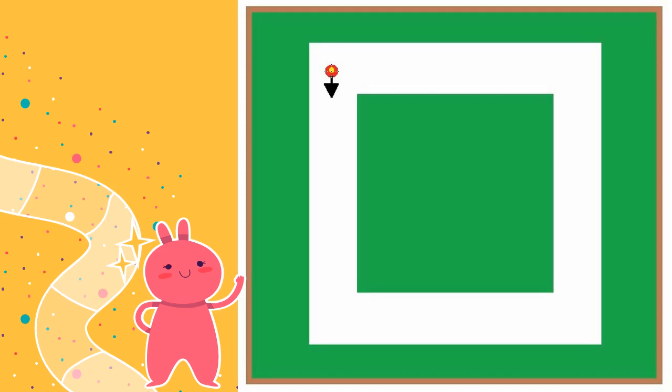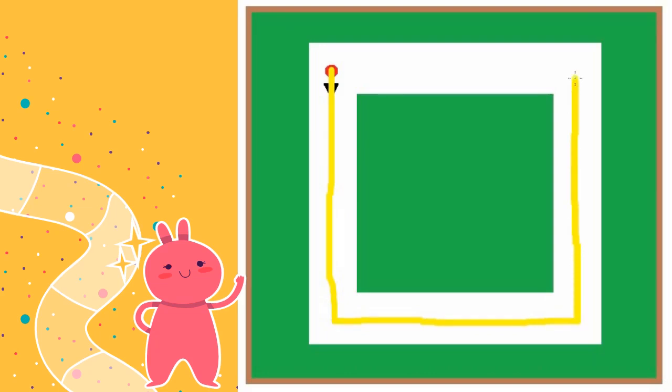Now, let's see how we can draw a square shape. Start from this point and go down, then stop, go right, and then stop, go up, and stop, then go left and stop. Let's try one more time.